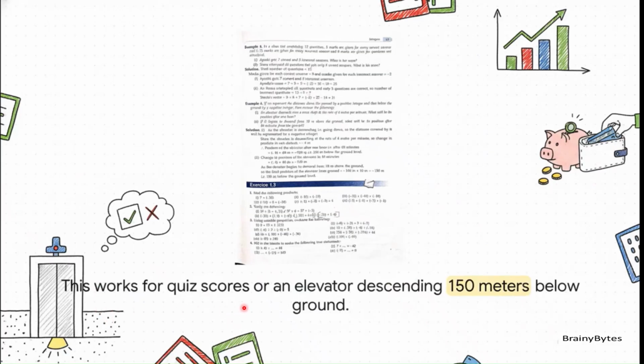And here's the thing. This isn't just about quiz scores. You can use this exact same logic for everything. Calculating profit and loss in a business, tracking your bank account with all its deposits and withdrawals, or even figuring out the final depth of an elevator that starts above ground and travels way down into a mine. The principles are totally universal.